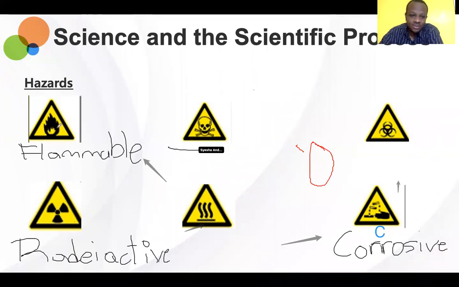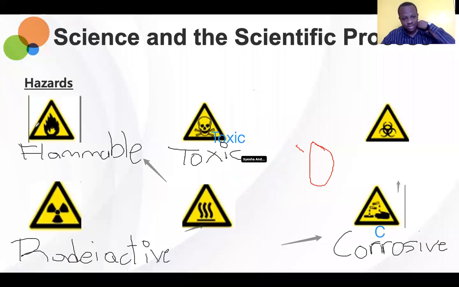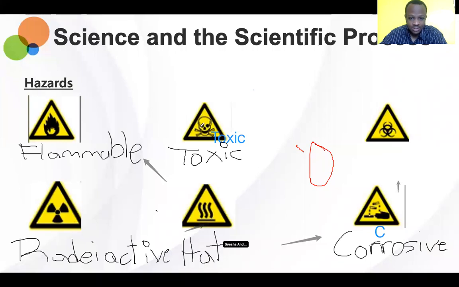So let's go back over them again. This is flammable. You don't have to worry about writing in notes like in your books, right, these are on the next page. All right, so this is our flammable. This is radioactive, right? And we said this is a hot surface. This is toxic. This is a biohazard. And this is corrosive, right?